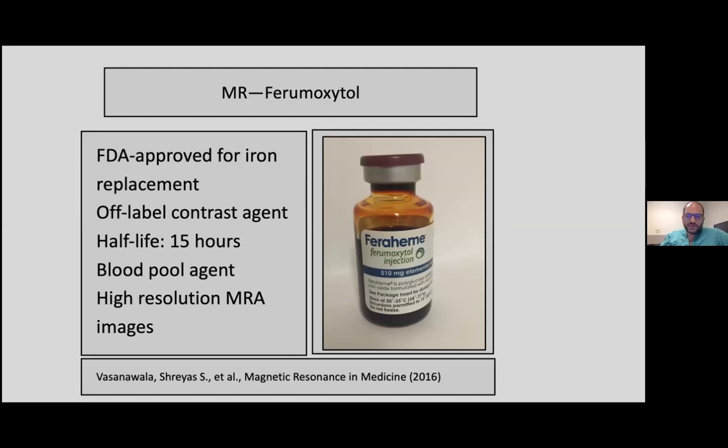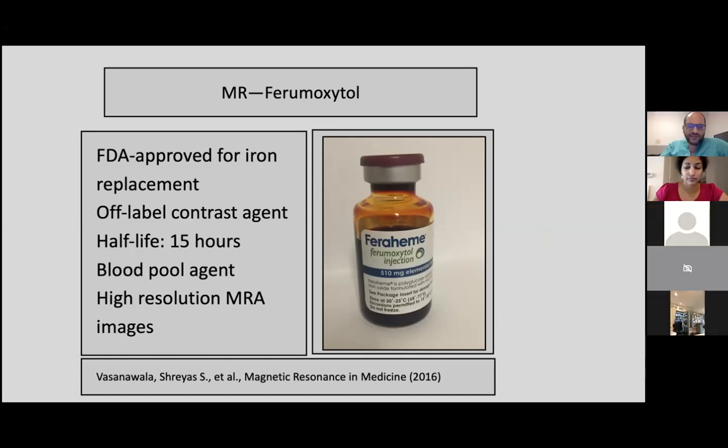The transplant nephrologists were concerned about using iodinated contrast, and they were also concerned about using gadolinium-based agents, although that's probably less of an issue. But we ended up using an off-label contrast agent called ferumoxytol, which the nephrologists were quite familiar with because this is FDA approved for iron replacement in patients who have kidney failure. So they're quite comfortable administering this particular agent. It just so happens to be a great MR agent for looking at the vasculature for two main reasons. One, because it has a really long half-life, 15 hours.